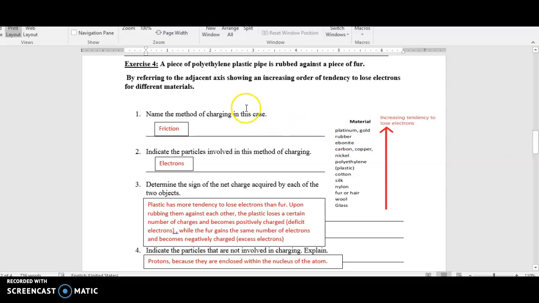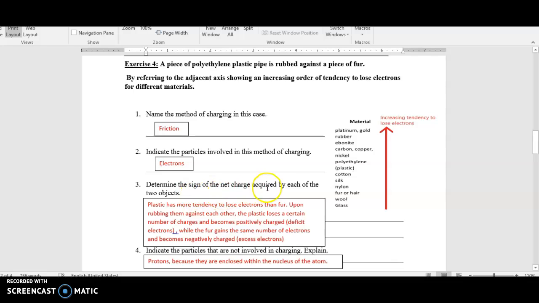Finally, the exercise before the last one. A piece of polyethylene plastic pipe is rubbed against a piece of fur. By referring to the adjacent axis, showing an increasing order of tendency to lose electrons for different materials, name the method of charging in this case, as long as we have rubbing. This means that this is friction. Indicate the particles involved in this method of charging. Of course, the electrons, because they are the mobile free particles around the atom.